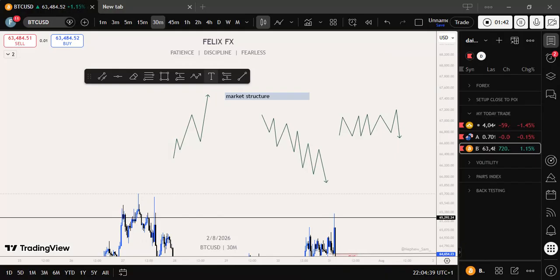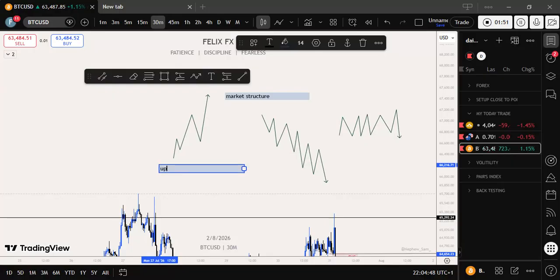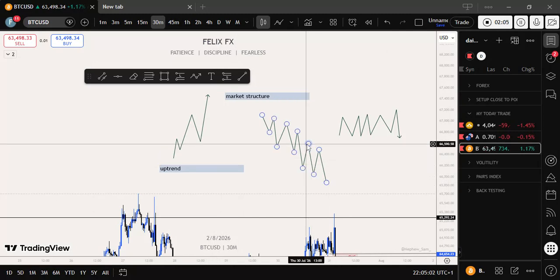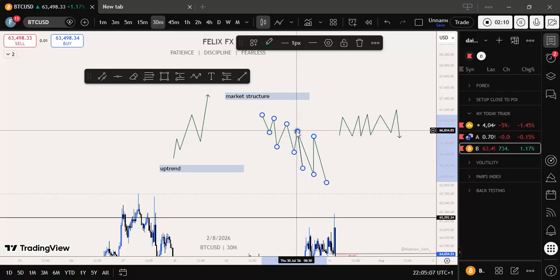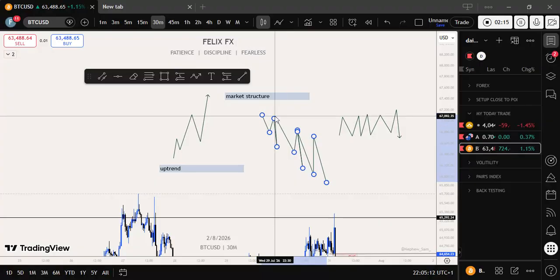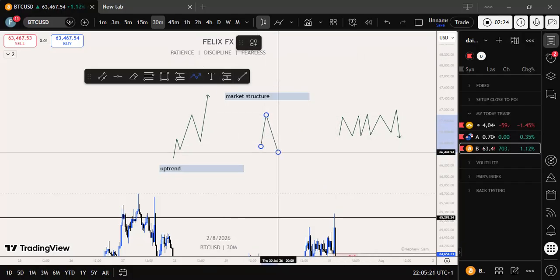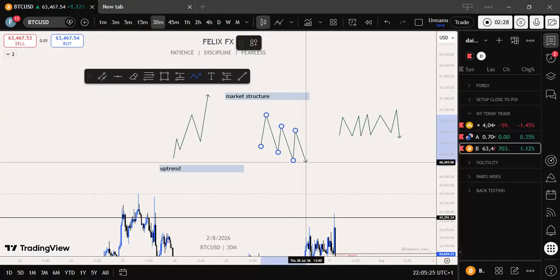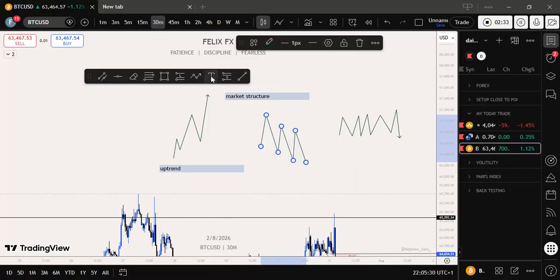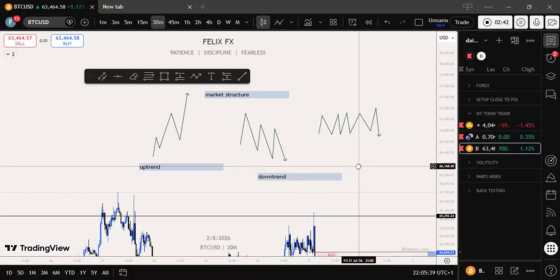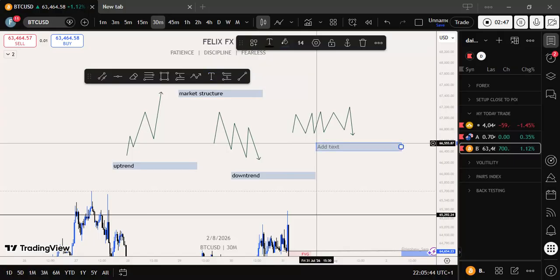So this is uptrend. The uptrend, the downtrend, and the ranging markets. You can call it range.